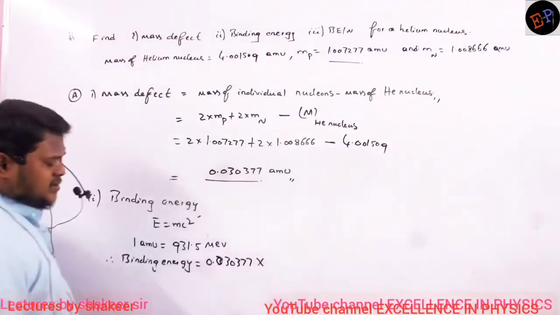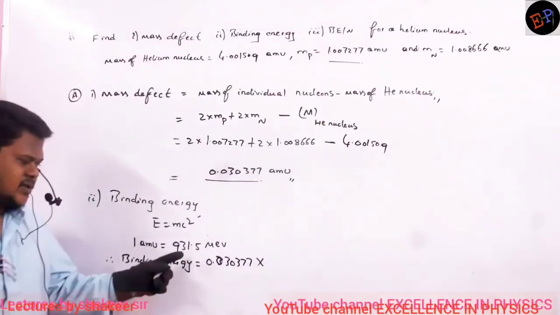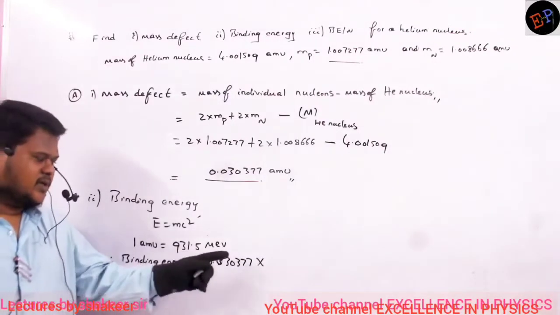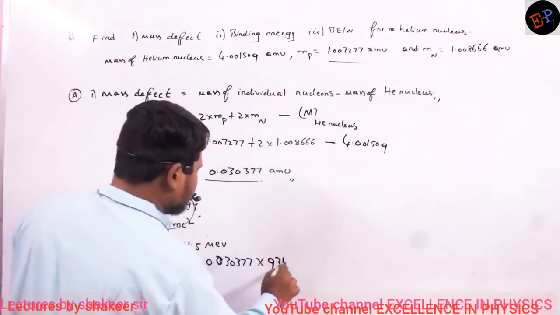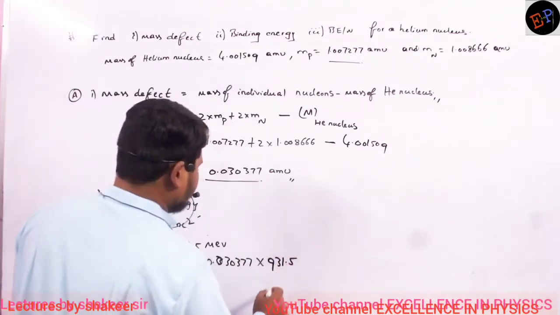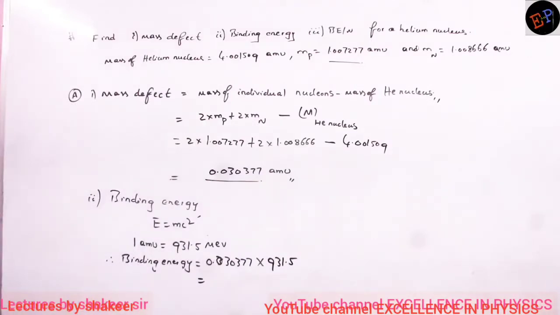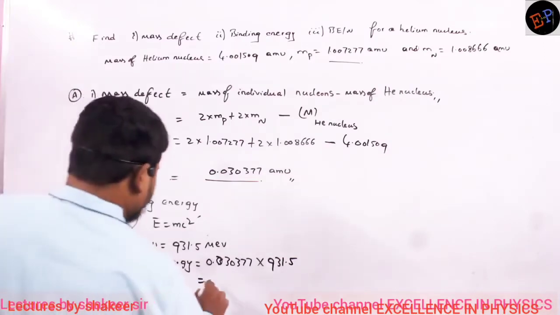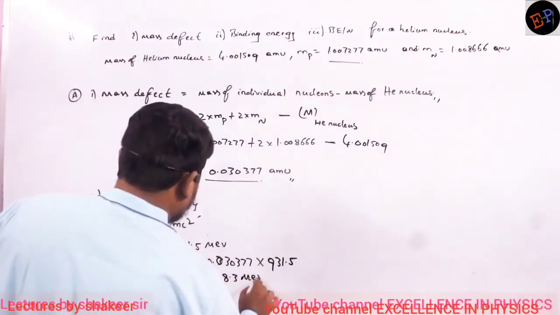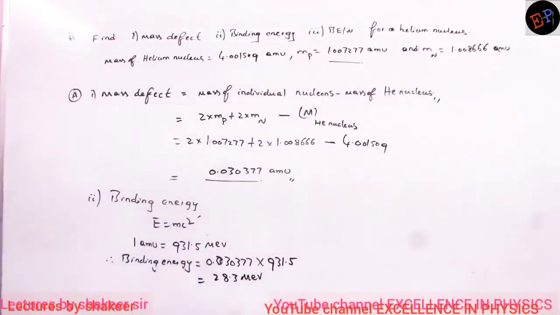0.030377 AMU has disappeared. And 1 AMU, if it is converted into energy, this much amount of energy will be released, no? So energy equals mass multiplied by 931.5. If you do this calculation, you will get the binding energy. And the answer which I gave is 28.3 million electron volts of binding energy is released. Are you able to understand?